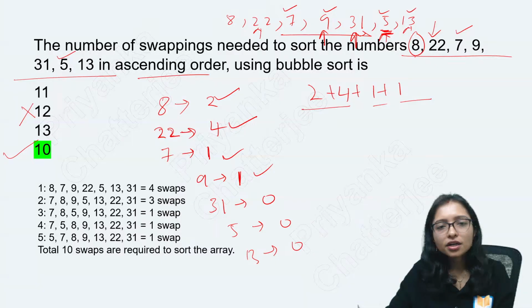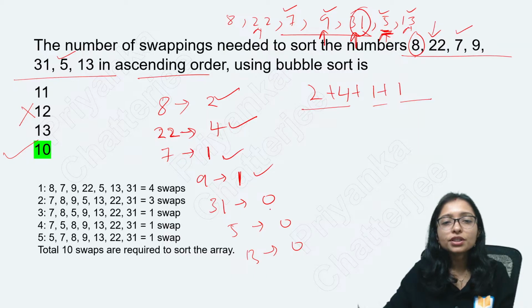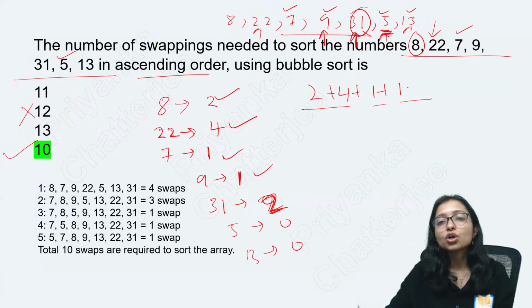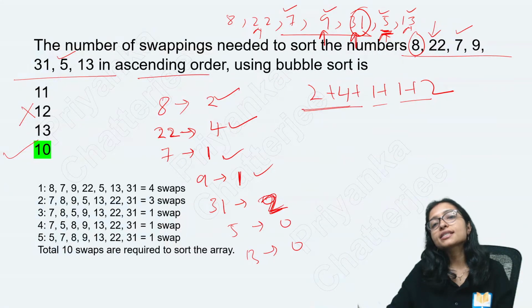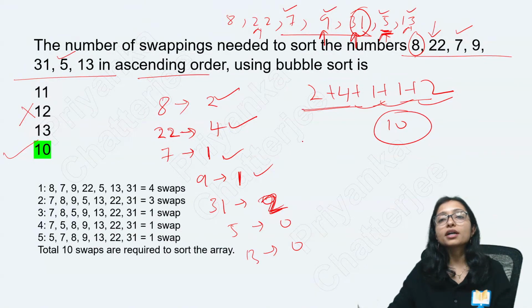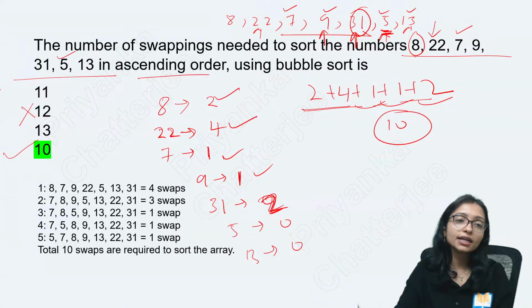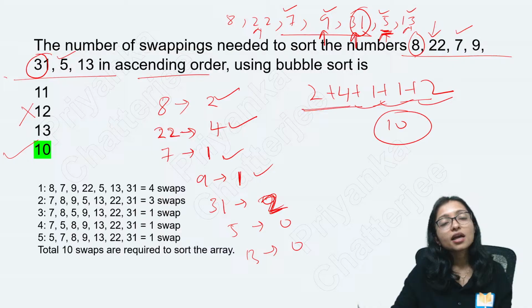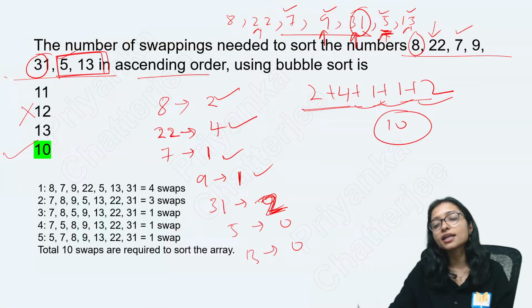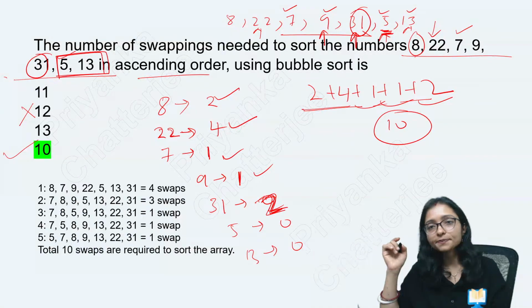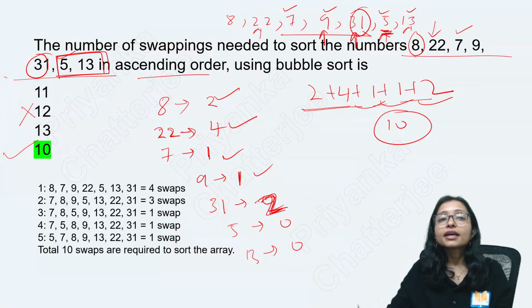8, 31. For 31, 2 elements. For 31, 2 elements are there. So plus 2. 4 plus 6, 6, 7, 8, 9, 10. 10 elements are there. For 31, how many elements? You can see 31 is here. 5 and 13 are less than 31. So for 31, 2 elements are less than 31. Right? Yes. Here that's why you can see that the answer is 10.